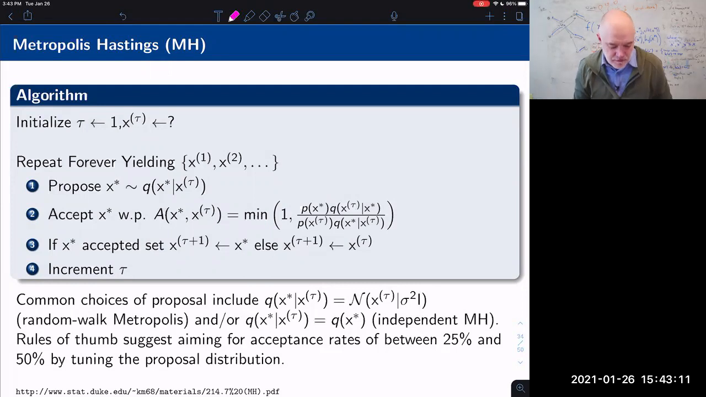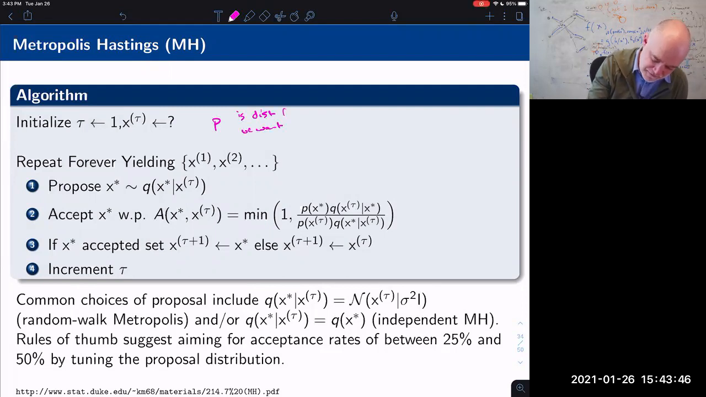So the Metropolis Hastings algorithm looks like this. We initialize some time index tau and some initial state x1. Okay, so x is going to be whatever the variable of interest is, the thing whose distribution we want samples from. The distribution that we want to sample from here, just to be clear, will be P. That's P, the distribution from which we want samples.